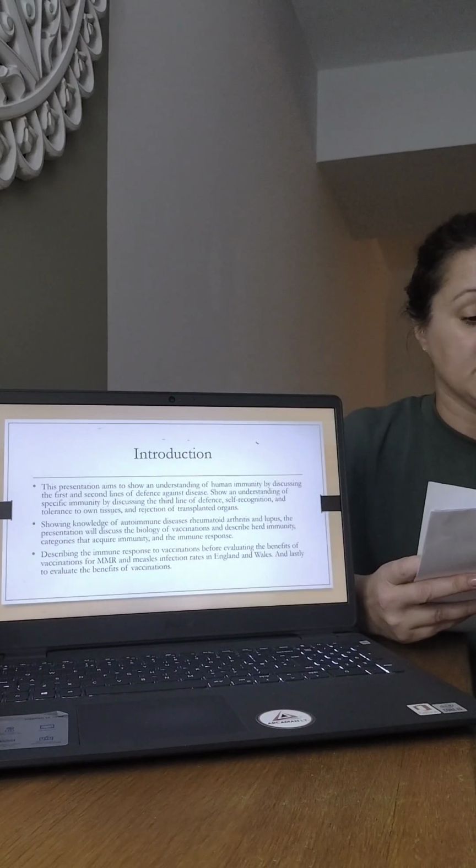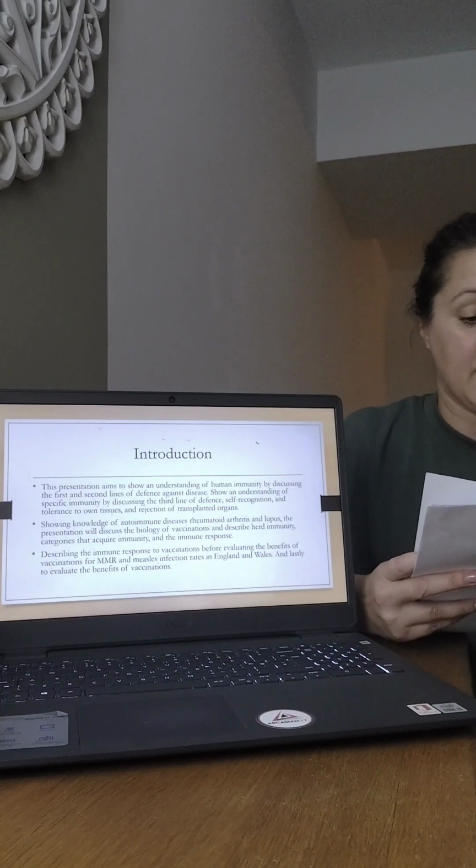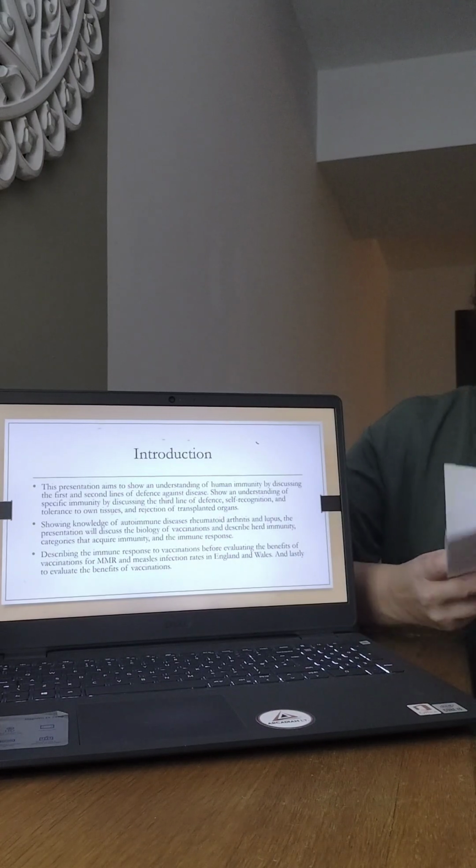The presentation will discuss the biology of vaccinations and describe herd immunity, categorize the acquired immunity and the immune response. You are going to be describing the immune response to vaccinations before evaluating the benefits of vaccinations of MMR and measles infection rates for England and Wales, and lastly to evaluate the benefits of vaccinations.